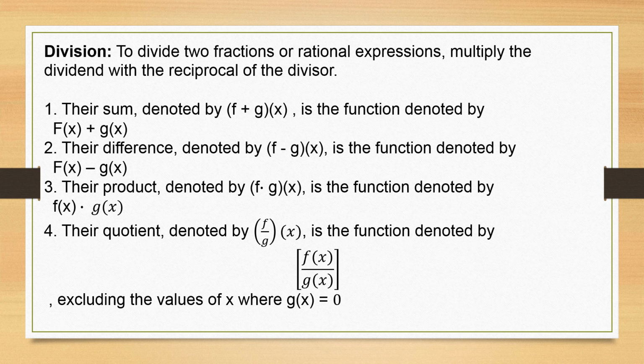Number 3, their product, denoted by f times g of x, is the function denoted by the product of f of x and g of x. Fourth, their quotient, denoted by f over g of x, is f of x over g of x, provided that g of x must not be equal to 0, or else the fraction becomes undefined. Because g of x should not be equal to 0, the function will not become undefined.